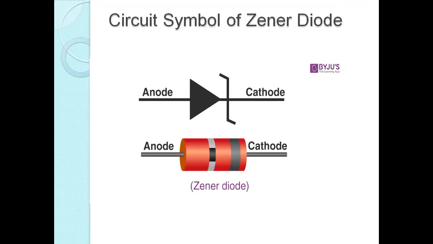The circuit symbol for a Zener diode is similar to a PN junction diode, except there is a small change at the cathode region. That is, instead of a straight line, here a jet symbol has been made.